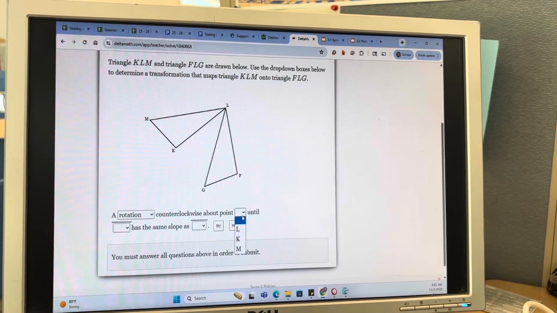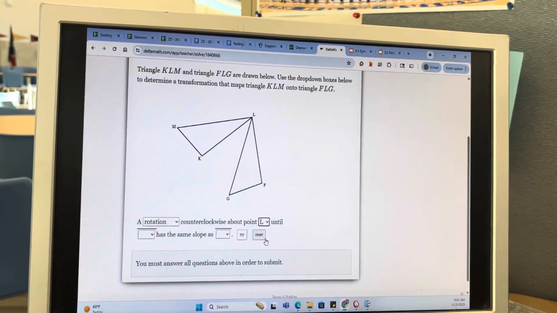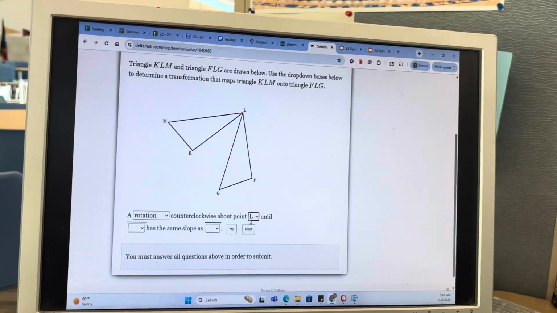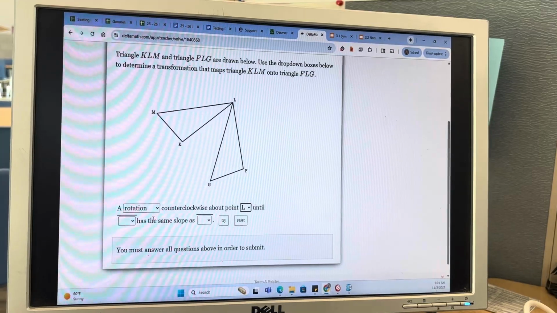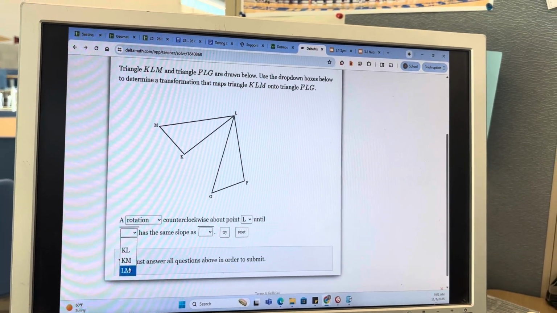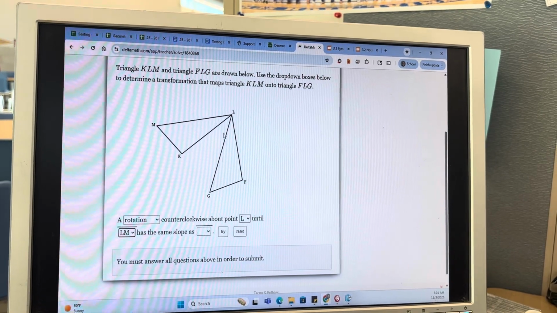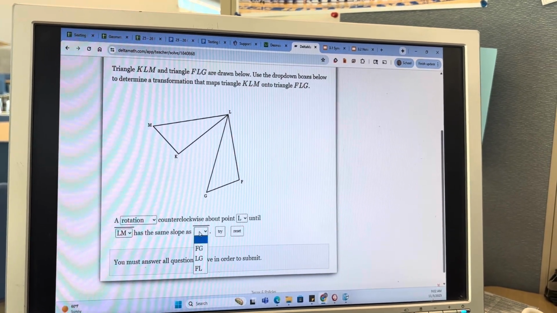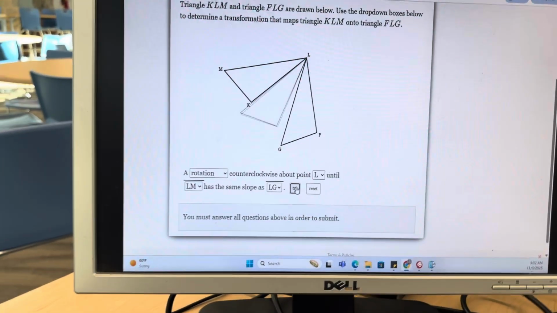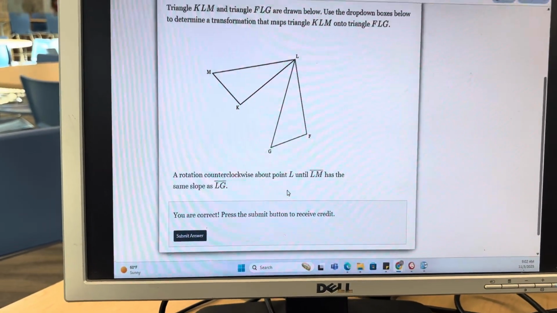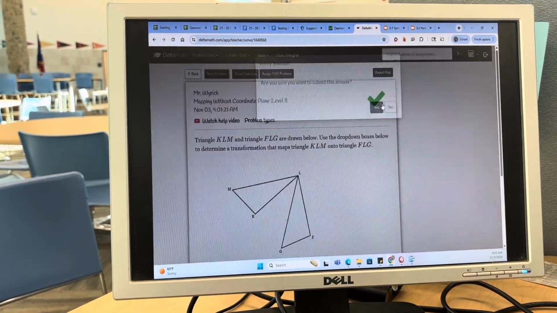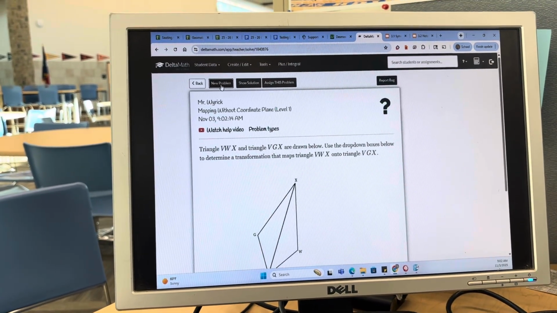Counterclockwise is fine, around point, we'll say L. So counterclockwise is going to be going back this way, and they don't give us an angle on this one. They say for lines that have the same slope. So I'm going to say this side right here, LM, needs to line up with LG. And luckily you get to try it in this case. So I try it, I see them line up, and there it is. Okay. And then I submit, and it gives me my credit, and I move on.